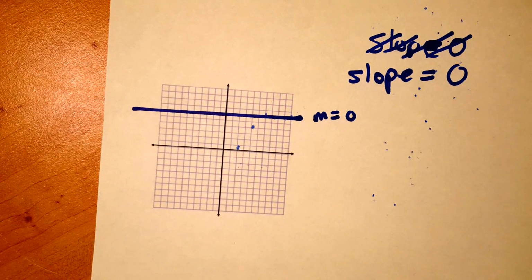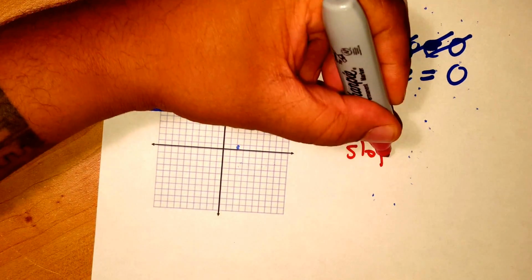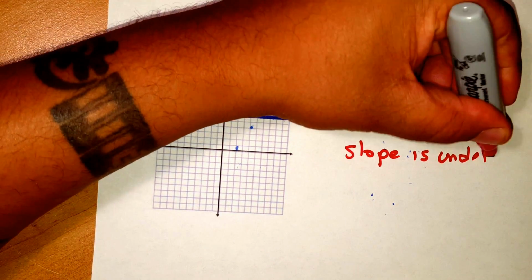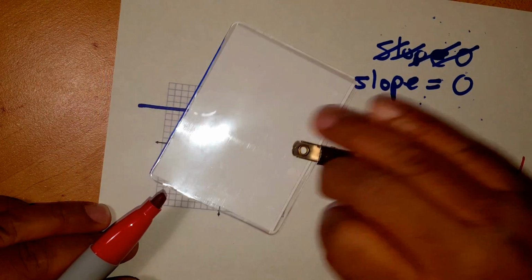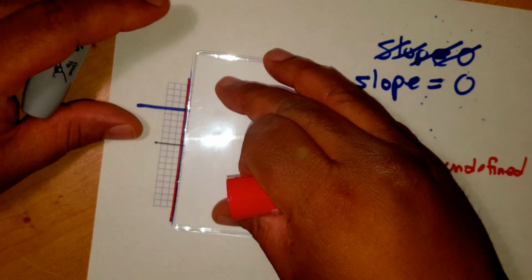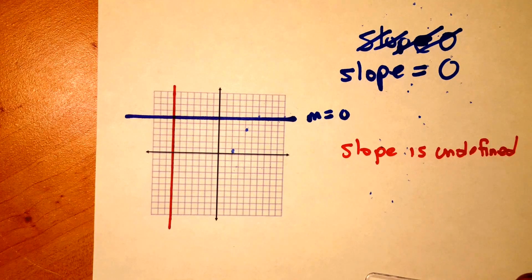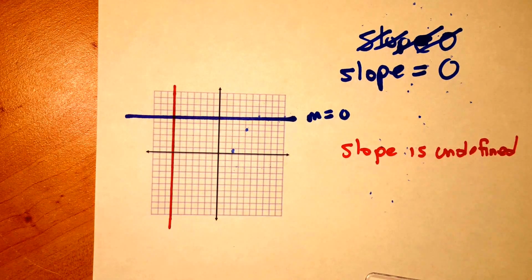The other special case that you need to be aware of is when our slope is undefined. So undefined means that our slope goes straight up and down. It's a vertical line. Now, the reason why we talk about it being undefined is that since there's no rise over run, it goes infinitely up. It's undefined.